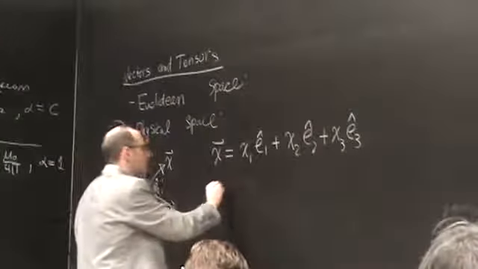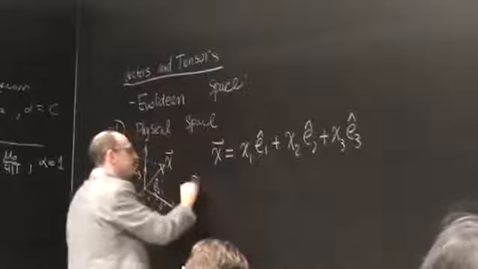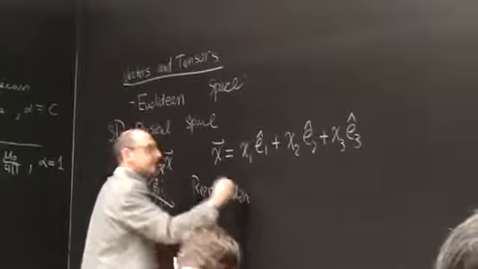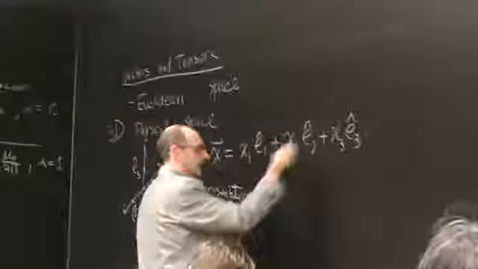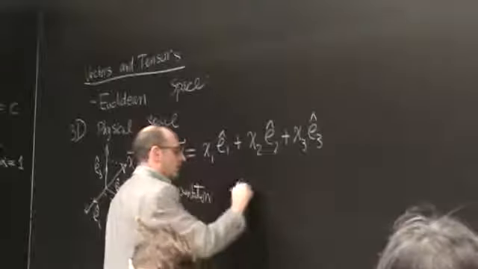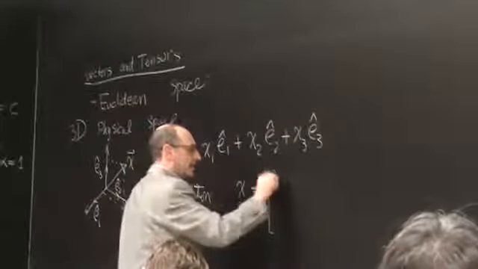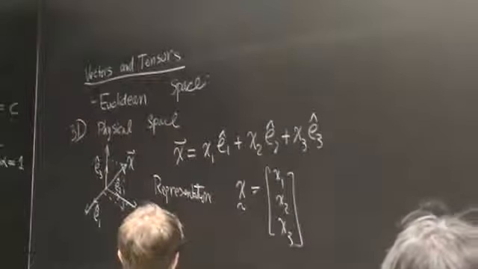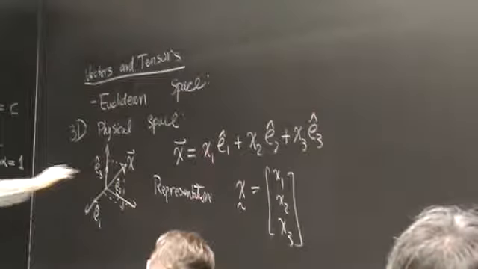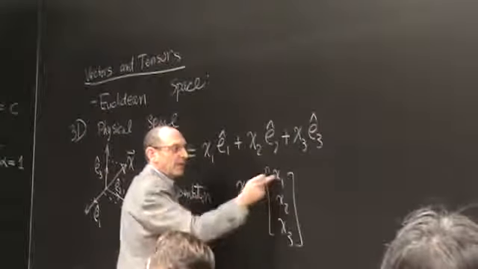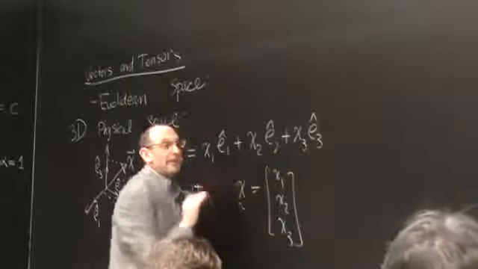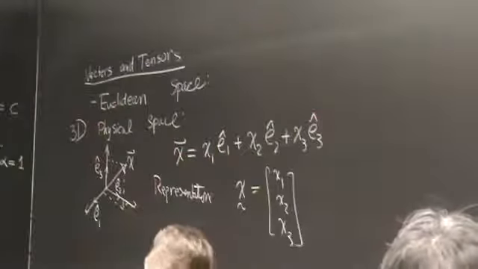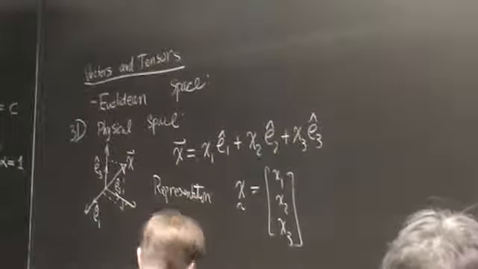So the notation I will use is, if I'm talking about the representation of the vector with respect to the basis that is chosen, in this case, then I'll write it as a column vector with this little tilde underneath to say it's a vector, but it's the representation of this vector with respect to the basis. Okay?